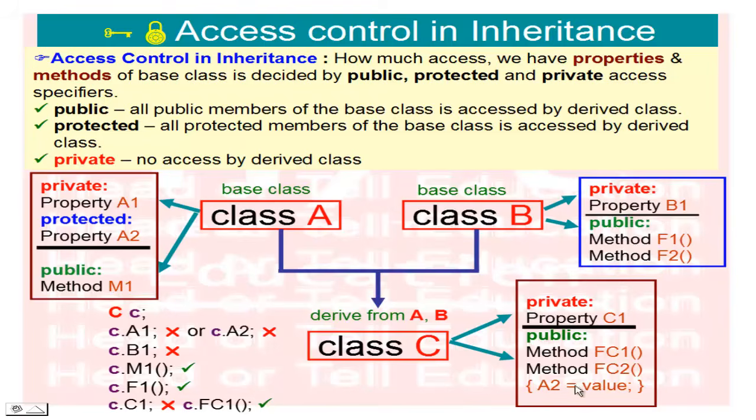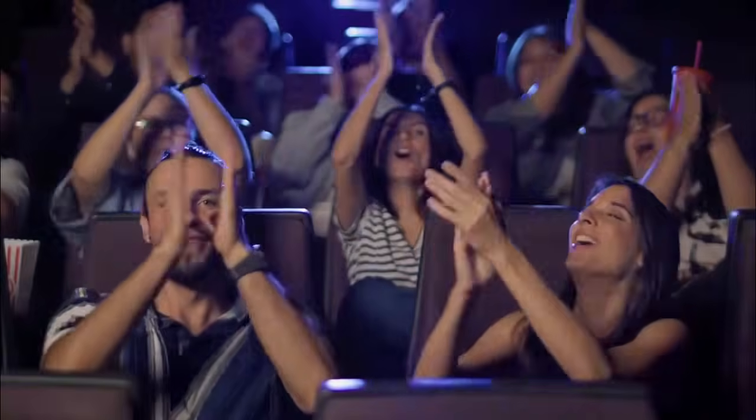Now you have seen that in method FC2 we assign a value to A2. A2 is a protected property of class A, so it is accessible inside the class. This is the rule of access control in inheritance.